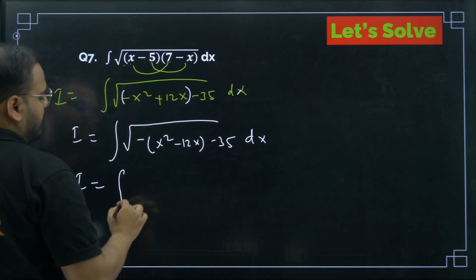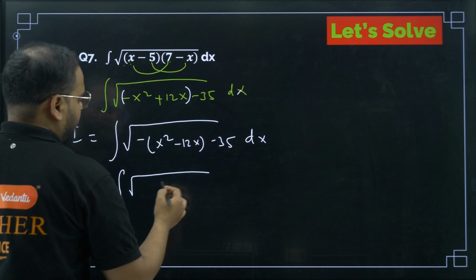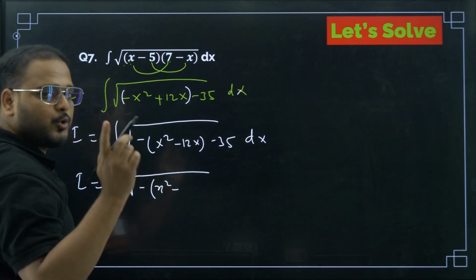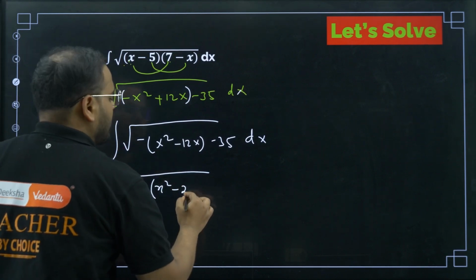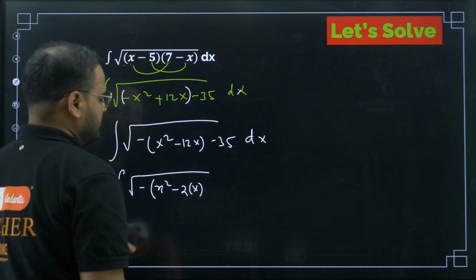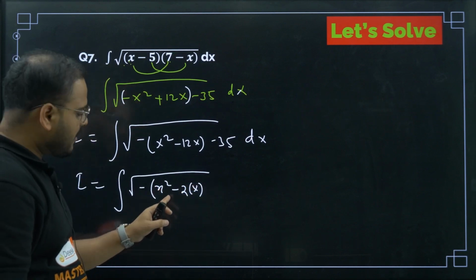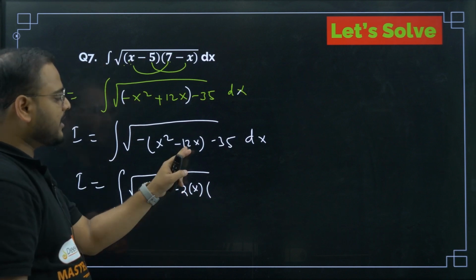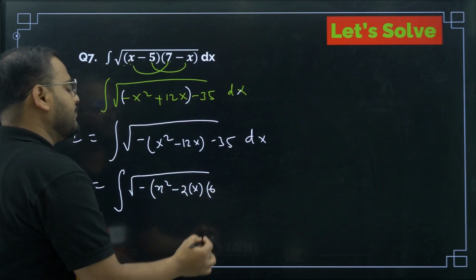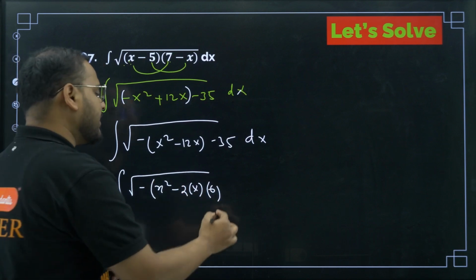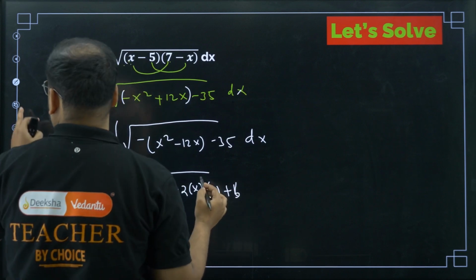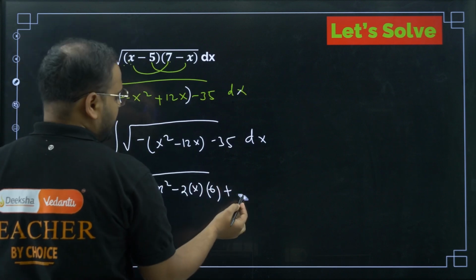Integration of minus x square. What did I say? Always write 2x. So you write here 2 and x. Why, sir? Check here: a square is there, minus 2a is there. What is missing? Only b. What will I multiply with this to get 12? So 6. So my b is 6. I need b square, right? So add this b square, so add 6 square.